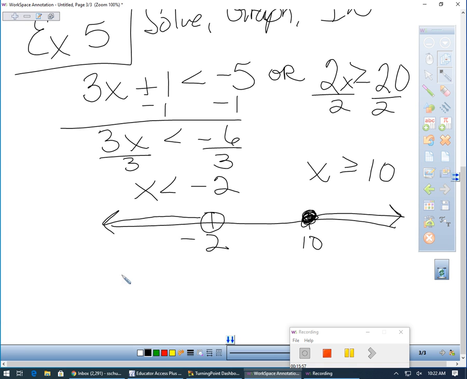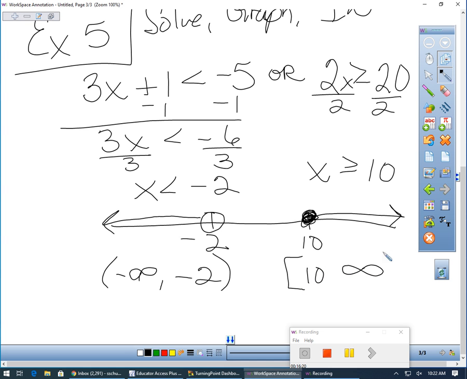Okay? Interval notation. The first piece starts at the arrow, so that's negative infinity to negative 2. That's an open dot, so it's a parenthesis. At 10, we have a closed dot, that's a bracket. 10 to the arrow, which is infinity, and what am I going to put in the middle? A U. Parenthesis on that end. In the middle is a U. That means union.